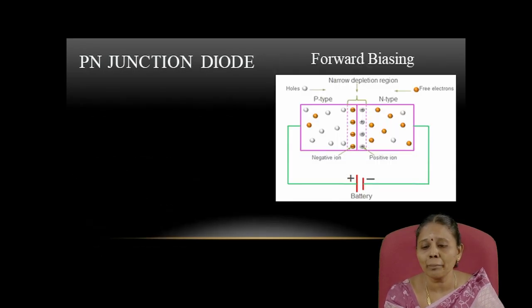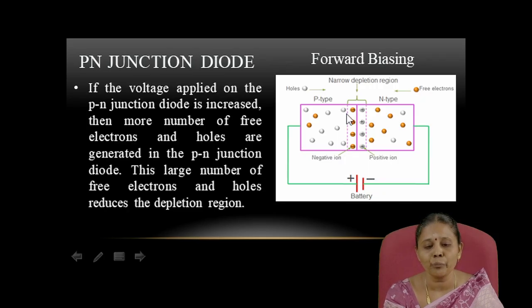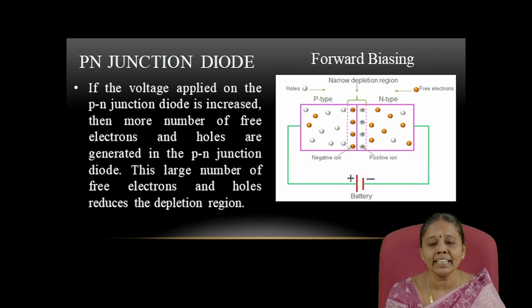Next comes forward biasing. Suppose the positive terminal of the battery is connected to the P-type region, while the negative terminal of the battery is connected to the N-type region. Here we see that the width of the depletion region becomes narrow. So, it conducts, as more free electrons and holes are generated in the PN junction diode. Therefore, the large number of electrons and holes reduces the width of the depletion region.